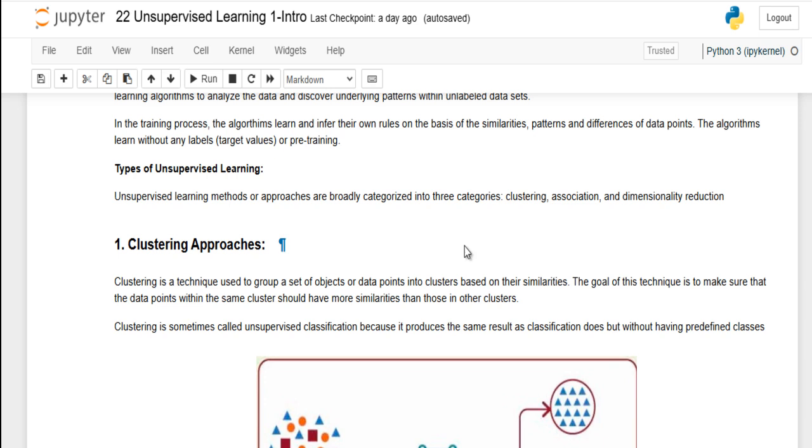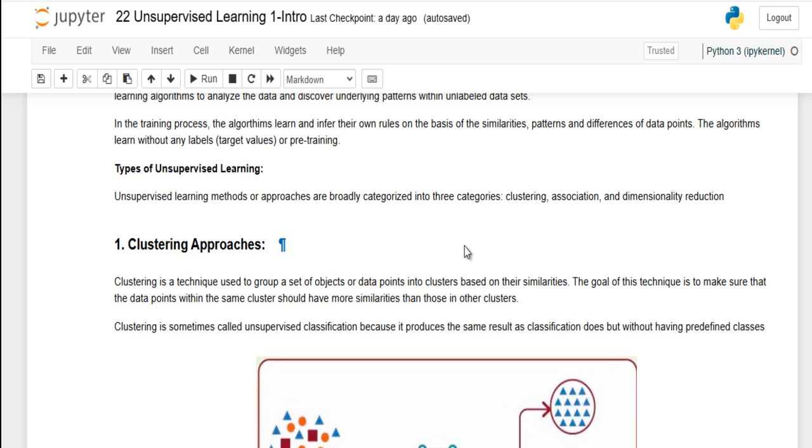They are broadly divided into three categories. The first category is called clustering, the second one is called association, and the third one is called dimensionality reduction. Clustering is used to group a set of objects or data points into clusters based on their similarities. They look alike, they are very similar. The goal of this technique is to make sure that the data points within the same cluster have more similarity than those in the other clusters.